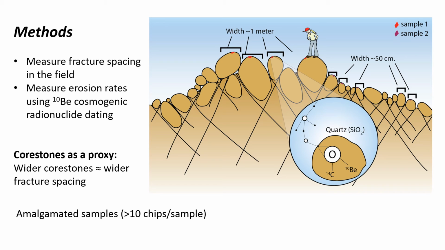So we collected samples from areas with more and less fractures, and also measured the fracture spacing in those areas. And also, in some cases, we measured the width of core stones as a proxy for fracture spacing, which is something that's illustrated in this cartoon you see on the slide. So for each sample, we took an amalgamation of over 10 chips, and we put those together and got an average erosion rate that's representative of a certain fracture spacing or a certain core stone width in some cases. We also took samples from soil, which we amalgamated in a similar way over an area of roughly 10 by 10 meters.